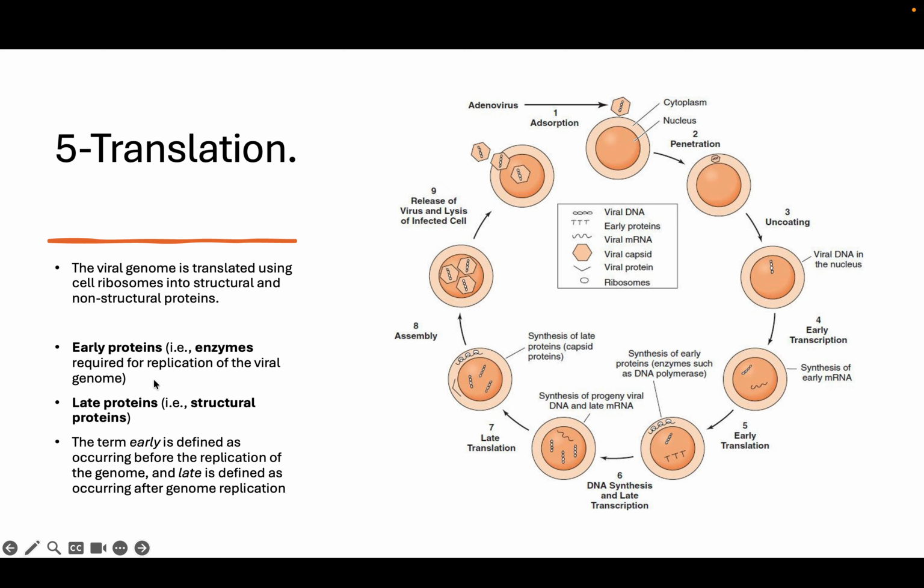Generally, the early proteins produced at the beginning are enzymes required for replication of the viral genome. These are the ones that are really needed, the polymerases and all that kind of stuff that help us replicate the genome. Then later, the late proteins are more the structural proteins. These are the nucleocapsids, sorry, the capsomers, and these things that are going to create your whole virus.